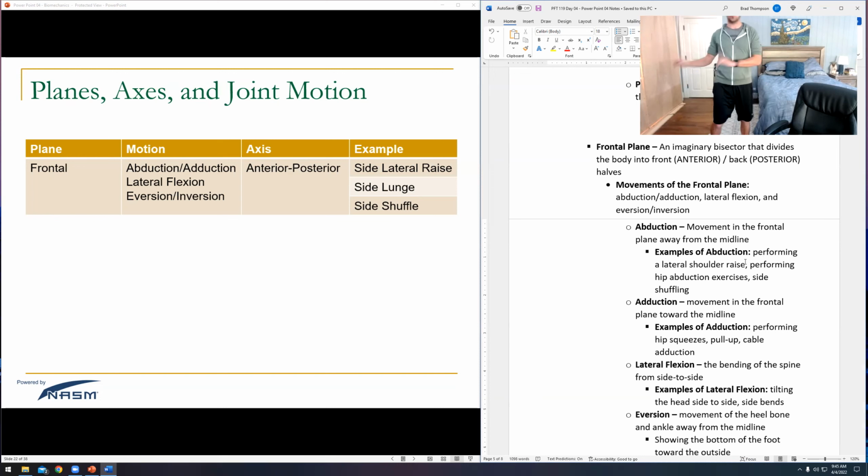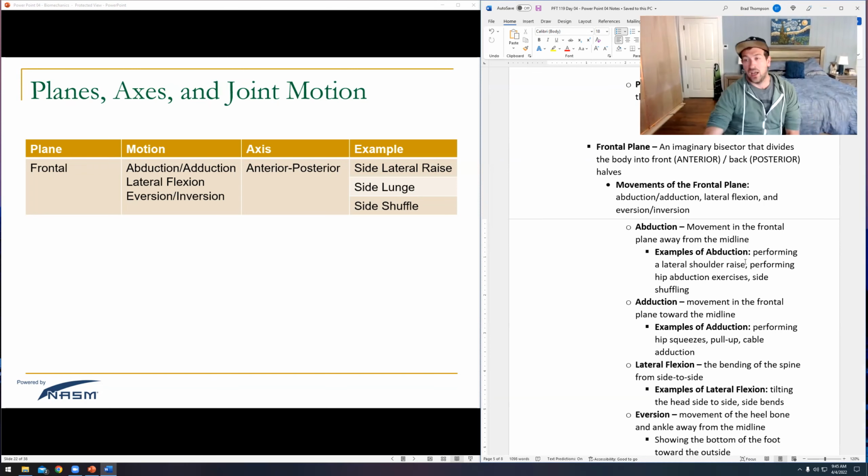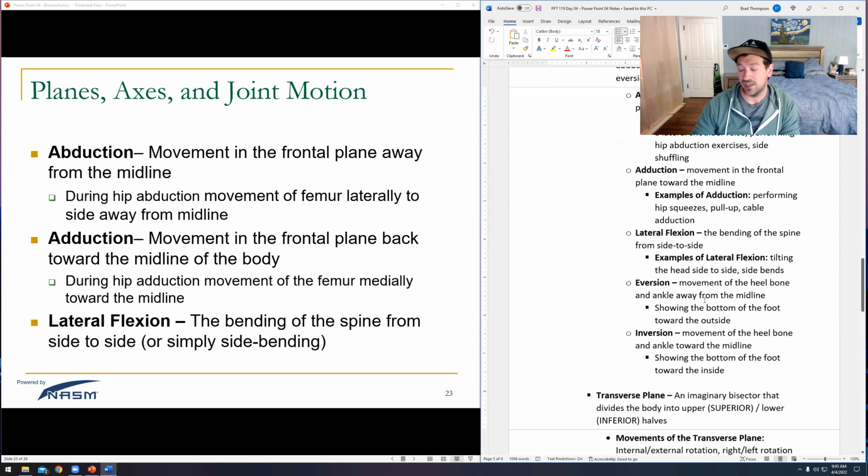But if you're moving in one direction, we generally consider that to be abduction because you're concentrically, you're accelerating in one direction. Adduction, going toward the midline, right? Adduction is also a frontal plane movement heading inwards, right?